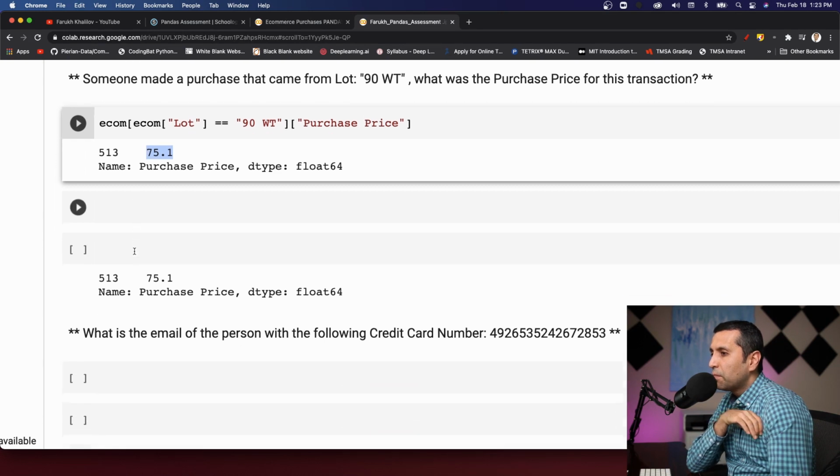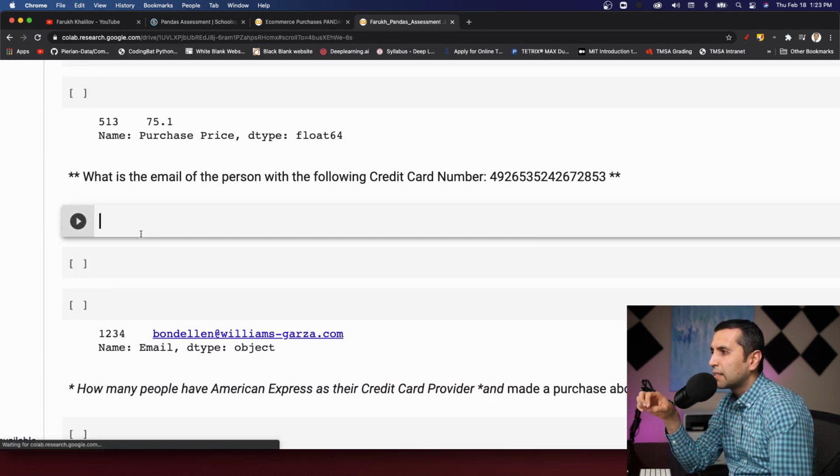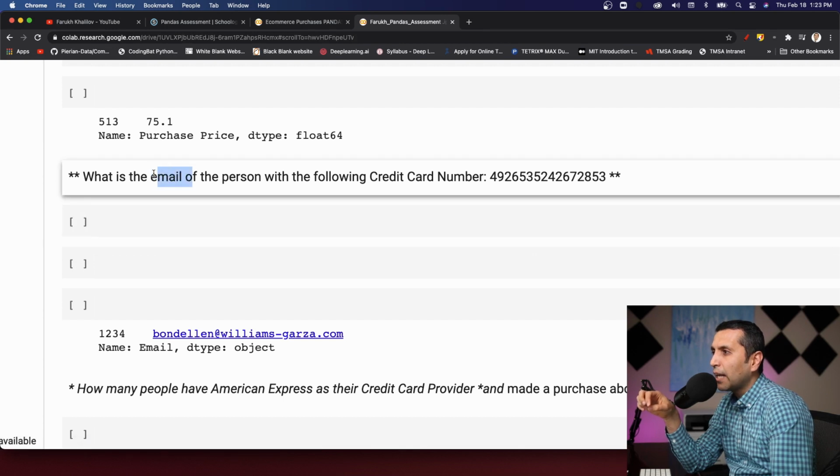So let me keep moving on. Now it's almost the same idea. It says, what is the email address of the person? So they are not asking for the name, they are not asking for the address, they are not asking for the credit card information. The only thing is, what is the email address of the person who is using that credit card?